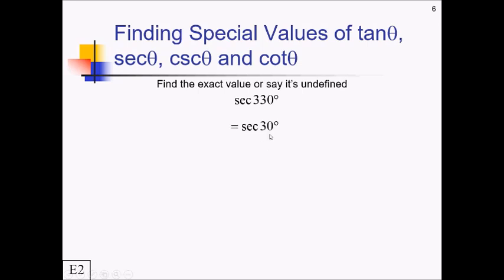Now, we don't know secant of 30, but we know cosine of 30. This is really 1 over cosine of 30. Cosine of 30 is radical 3 over 2. So this is the reciprocal of root 3 over 2, or 2 over root 3. And then multiplying by root 3 over itself, we end up with 2 radical 3 over 3.